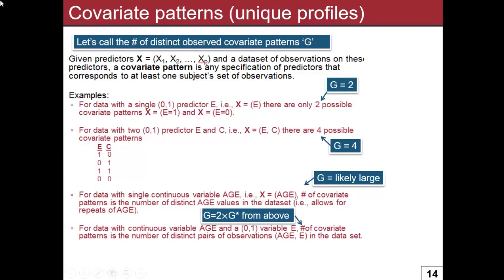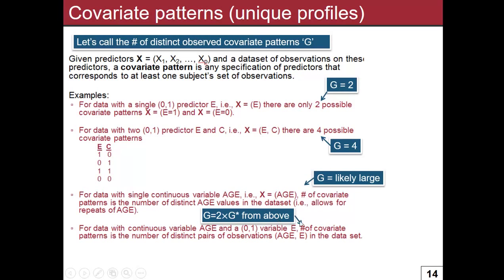So we're going to use the letter G to describe the total number of possible covariate patterns. G for this one predictor model is 2, because there's only 2 possible covariate patterns. Here G is 4 covariate patterns. Here it's large, it's as many levels of age that you have. And then here, if you had a binary variable, then it might be 2 times G, right? Where you might have twice as many levels as just a model with just age in it. If you have a binary exposure and age, you might be doubling the number of covariate patterns.